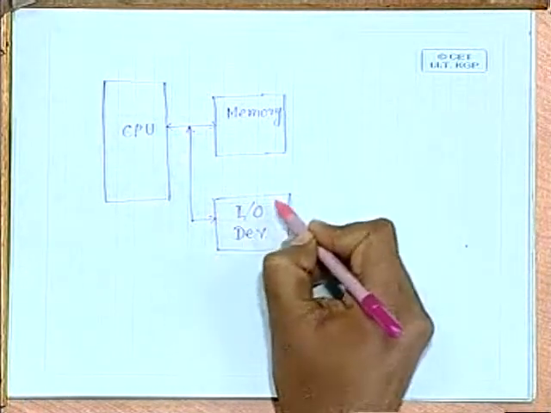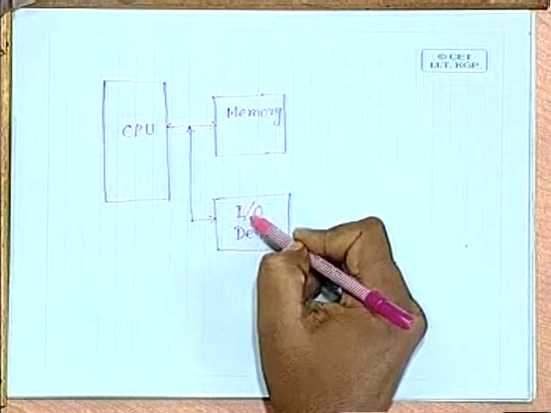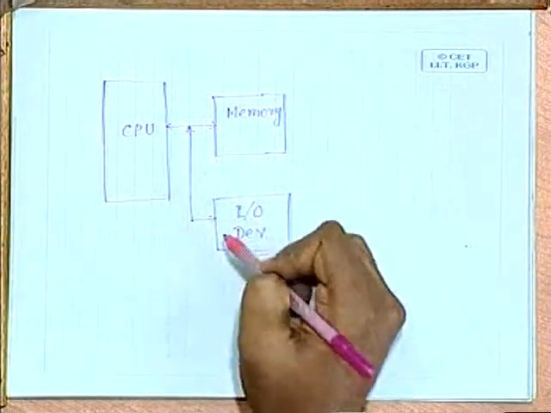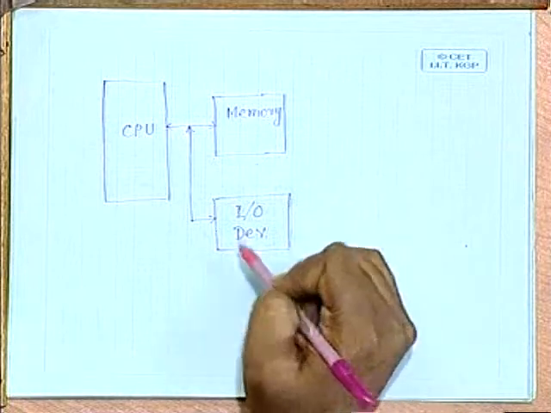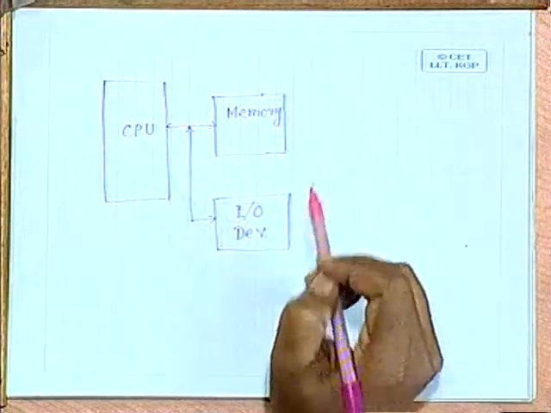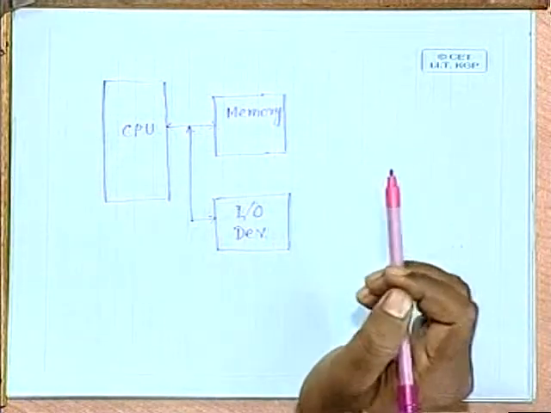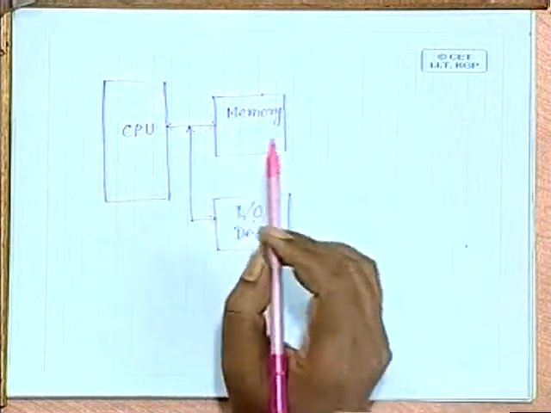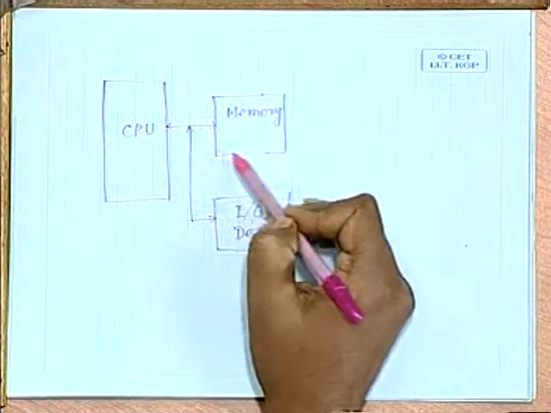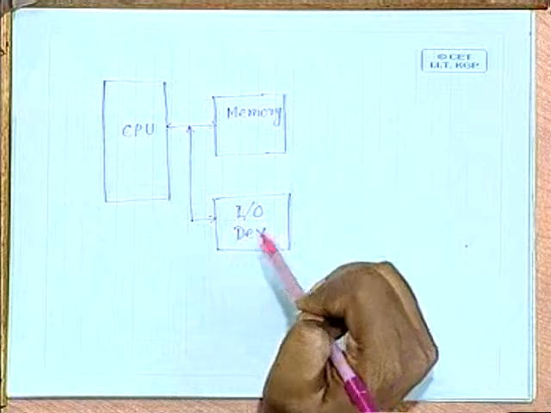Similarly, if you want to read a data from an input device, then the data moves from the input device to the CPU, and if you want to write a data to the output device, then data moves from the CPU to the output device. So, this is the basic high level view of a computer. Now, we will see in details what are the components inside the CPU, what should be the architecture of the CPU, what should be the nature of the IO devices in our subsequent lectures.